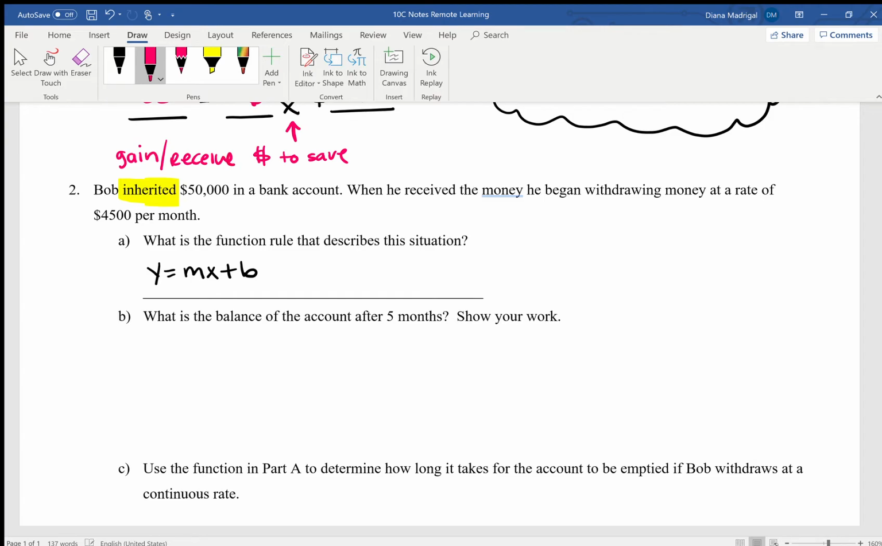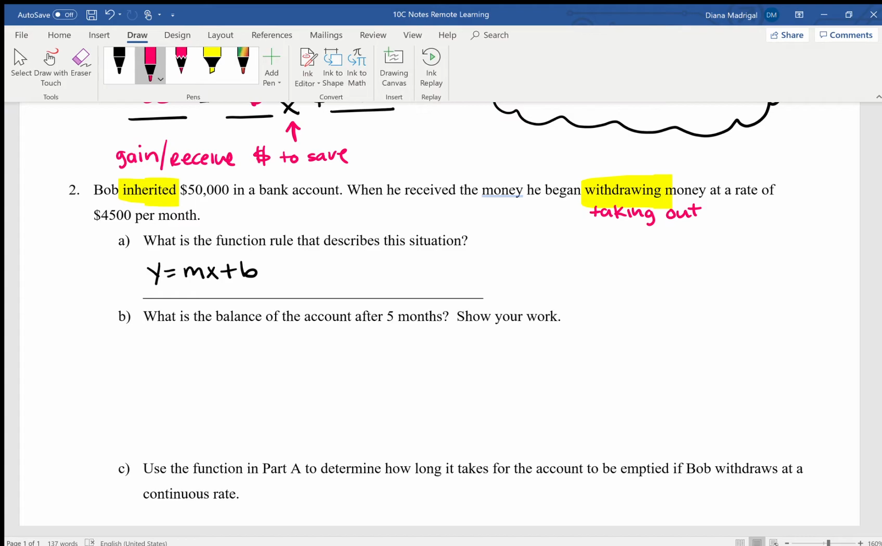Okay, so you receive. Okay, and withdrawing means that you're taking out. Taking out. Okay, so there you go. Let's try it again. So Bob inherited $50,000. So that's how much money he has in the bank account.